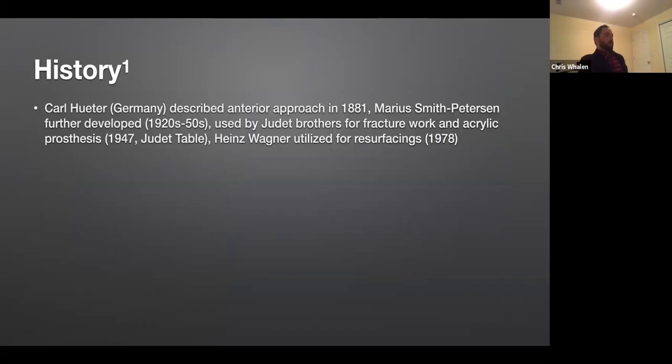So touching on some of the history, Carl Hueter in Germany described the anterior approach in 1881. Smith-Petersen further developed this in the United States. And just a shout out, he was Wisconsin raised, University of Wisconsin as well. The Judet brothers in France used this a lot for fracture work and the acrylic prosthesis. And it was actually their father, also an orthopedic surgeon, who developed the Judet table. Heinz Wagner utilized it for resurfacings in 1978.